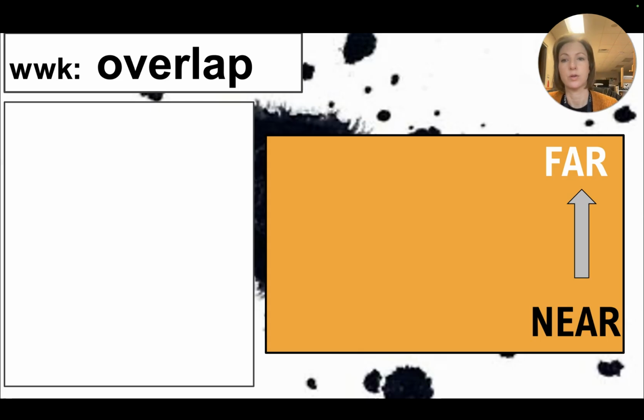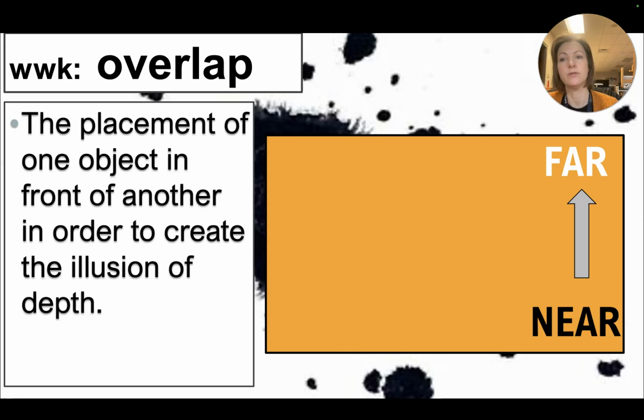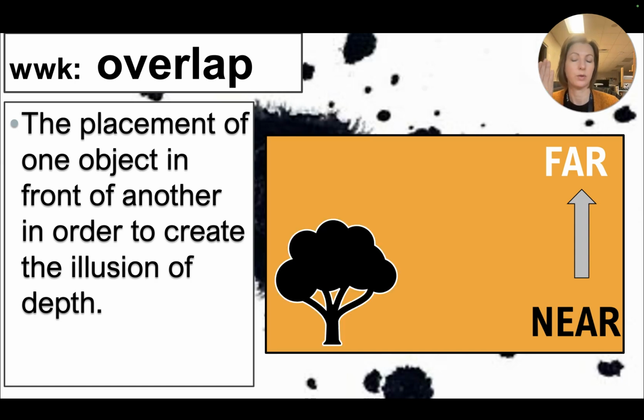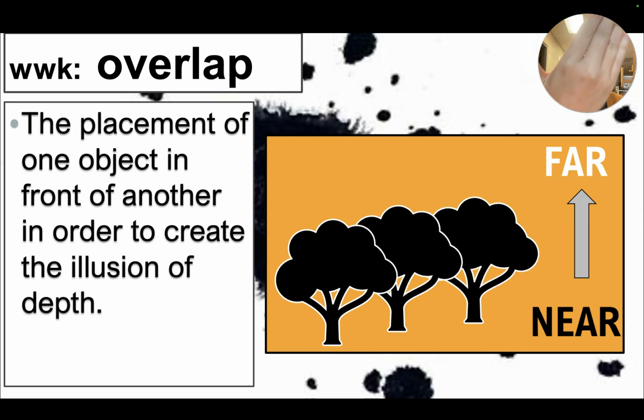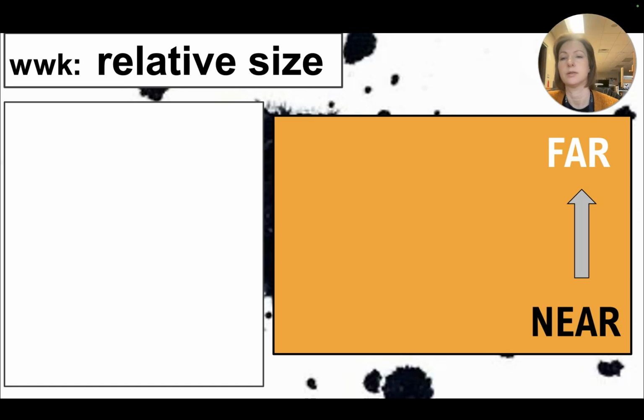Our second word worth knowing is overlap. So overlap is simply the placement of one object in front of another in order to create the illusion of depth. So it's pretty easy to use overlap. Whatever is in front looks like it's closer, and then as you put things behind it, it gives the appearance of it being further back. So overlap is a really easy way to create depth.